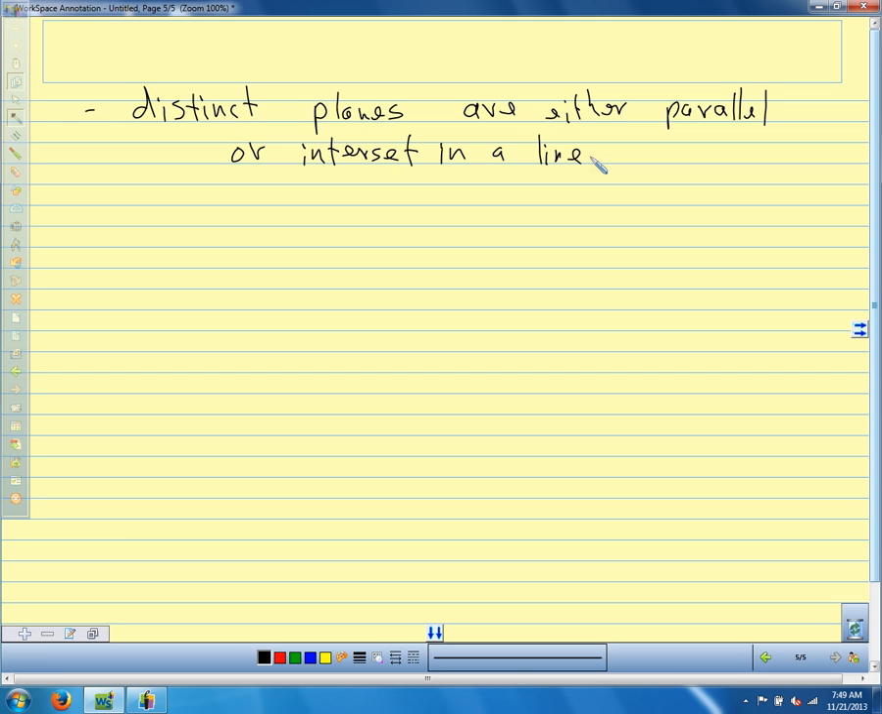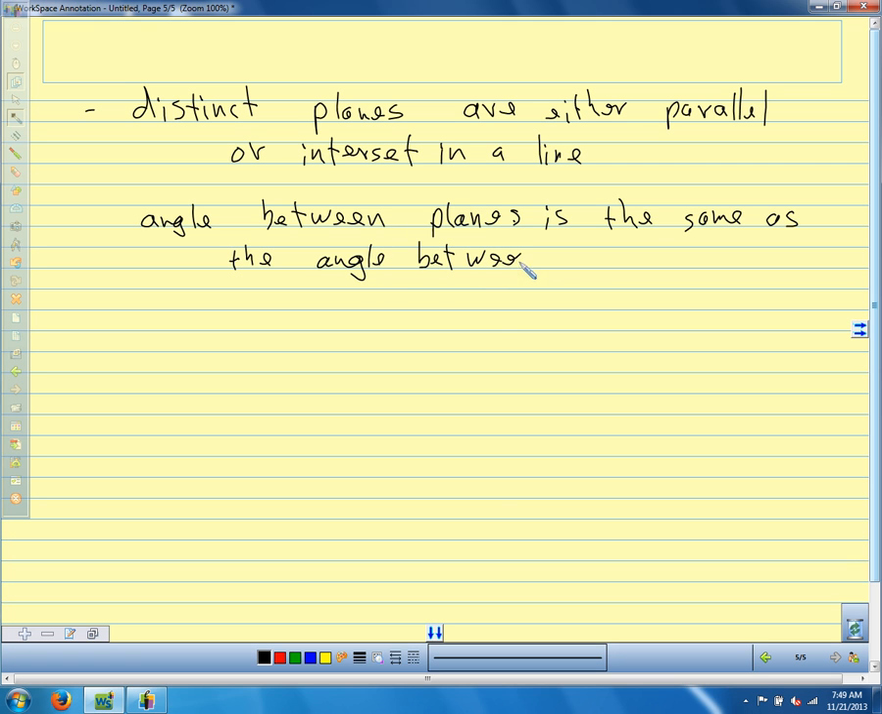And often we're interested in what is the angle between the planes if they intersect in a line. What's the angle formed by the two planes? So we can show that the angle between the planes is the same as the angle between their normal vectors. And I'm just going to say they're normals.